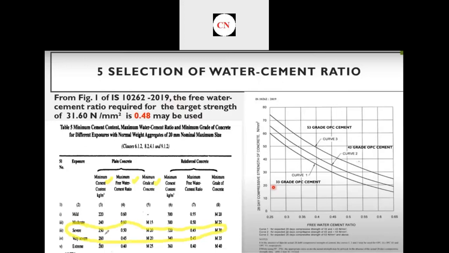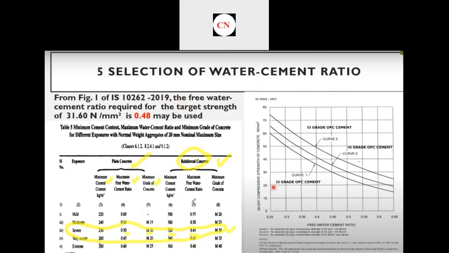So there, in the severe condition, you can get the minimum cement content, maximum free water cement ratio, and minimum grade of concrete for plain concrete. Now we are referring to reinforced concrete. In this particular problem or illustration, we are referring to this condition, the reinforced concrete. For reinforced concrete, we have 320 kg per meter cube as the minimum cement content, 0.45 as the maximum free water cement ratio, and the minimum grade of concrete is M30.